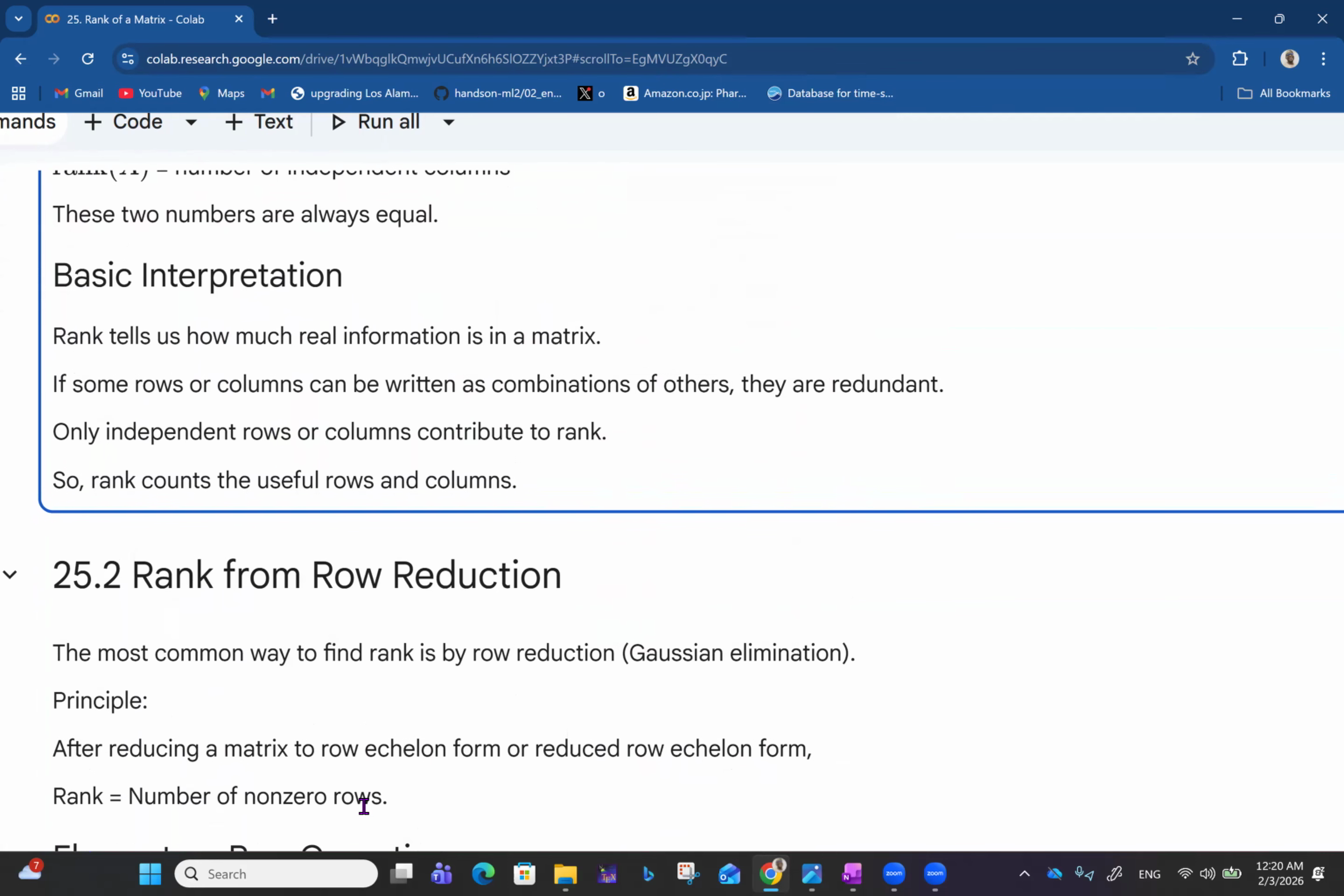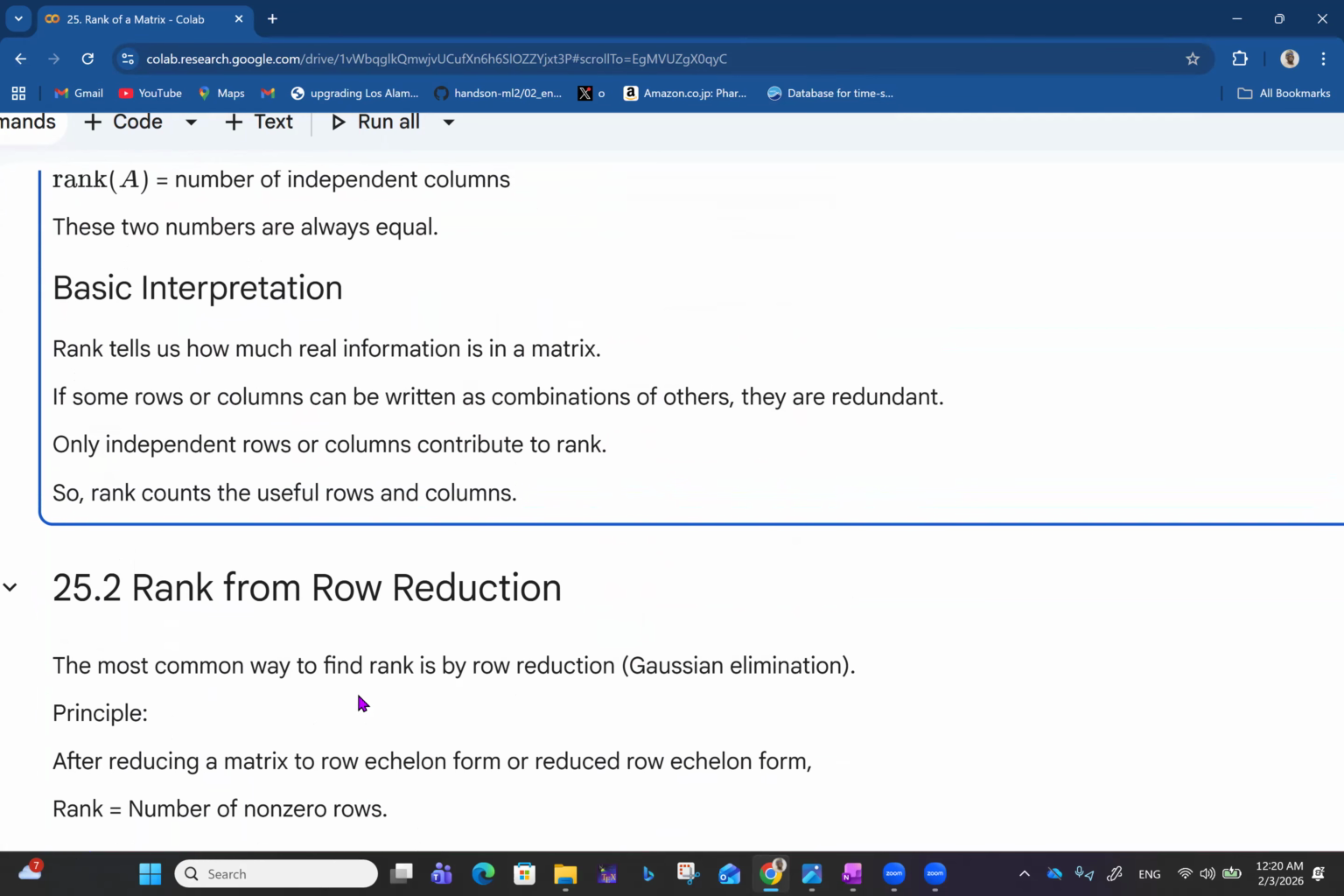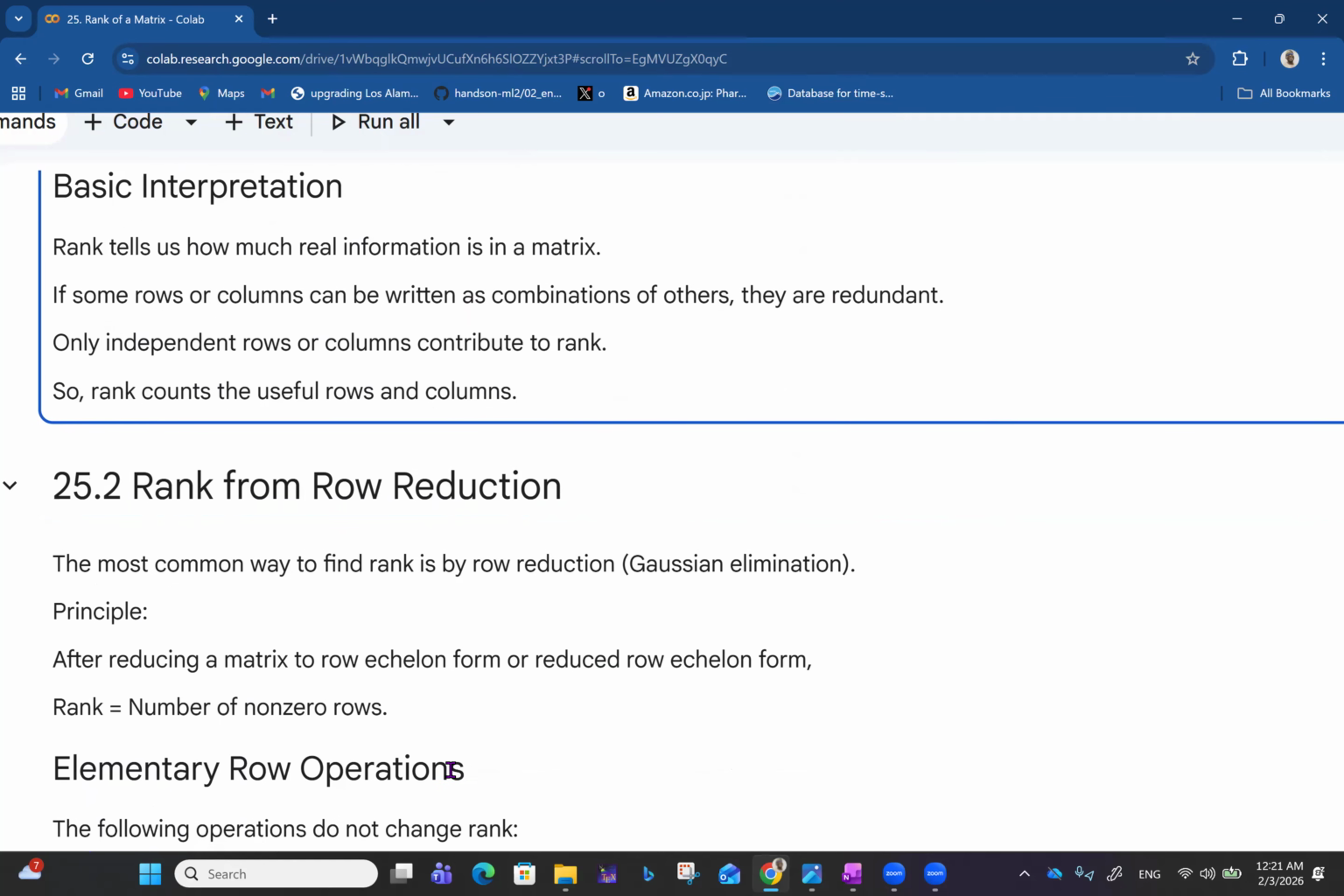So let's talk about rank from row reduction. The most common way to find rank is by row reduction, or what we call Gaussian elimination. The principle is that after reducing a matrix to row echelon form or reduced row echelon form, of course, row echelon form is where you make sure that everything below the principal diagonal is zero, right? But reduced row echelon form is where you make the original matrix into a unit matrix. Maybe not necessarily a unit matrix, but things are a bit tighter in that case, and you have more things to do there, but most of the time they do the same job.